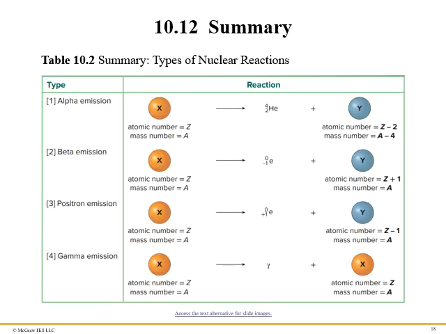So as a quick summary here for your reference, you have alpha emission, beta emission, positron emission, and gamma emission, and what the reaction looks like. This little table is going to be very handy when you're trying to summarize all of these processes, and you already have them here in this table.